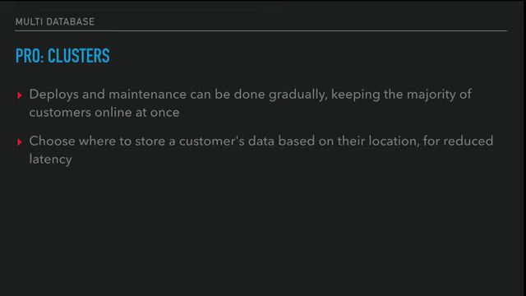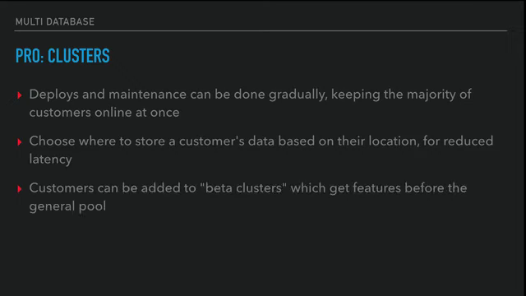You can also choose where a customer's data is stored based on their location for latency, or even, I know there's, in the EU, there's a data privacy law that is either going into effect or being talked about where EU data has to be stored in the EU. So if you're a US-based company, you might want to have an EU data center that hosts all your EU customers and a US data center that hosts all your US customers, for latency purposes and for those compliance reasons. And you can also add customers to, for instance, a beta cluster.